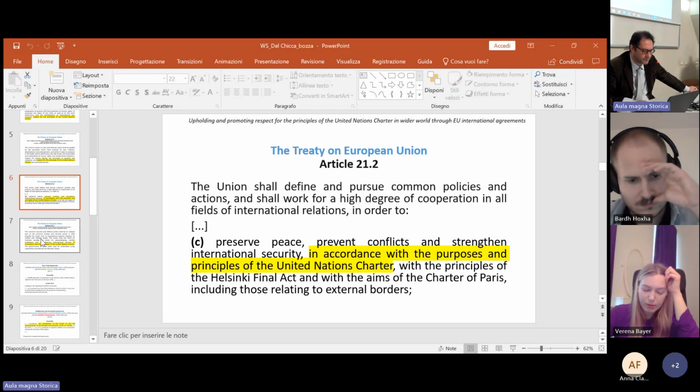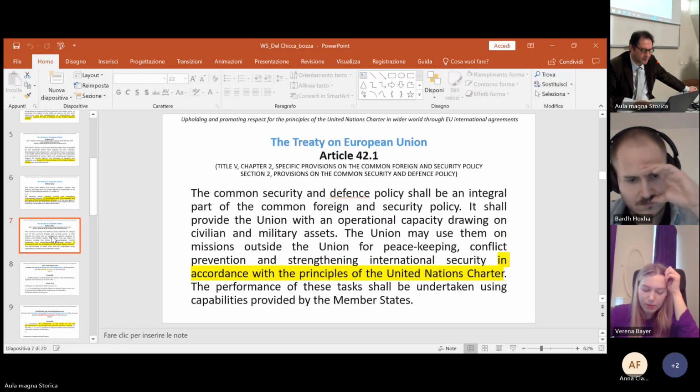The last one for our lecture is Article 42.1. The common security and defense policy should be an integral part of the common foreign and security policy. It should provide the Union, and so on and so on. Conflict prevention, strengthening international security in accordance with the principles of the United Nations Charter. Okay.